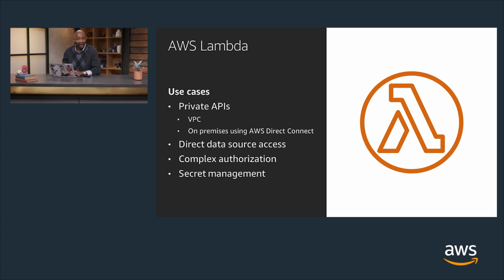You may want to interact directly with data sources. So you may want to do direct data source access that is fairly complex and requires a bit of business logic. You may have complex authorization scenarios where you have to do dynamic authorization or provide dynamic keys to access your API. And then you may have situations where you have to deal with secret management. So maybe you're interacting with a database or a data source, and you need to dynamically retrieve the secrets to interact with that data source. So Lambda is a great tool to use in these scenarios.